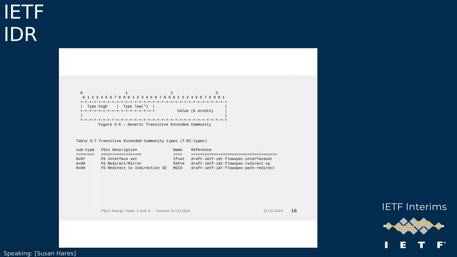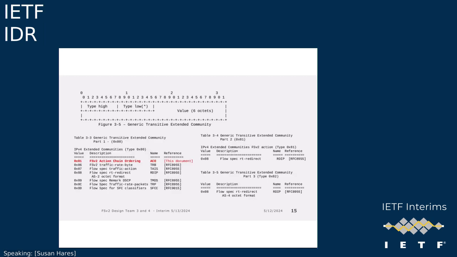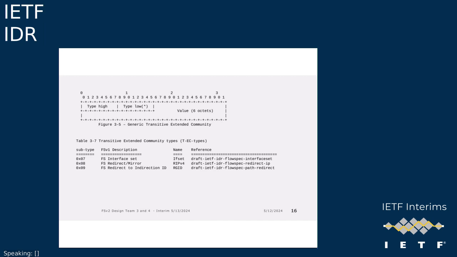Keep that in mind. By the way, this is the format of the generic transitive community: high byte, low byte, value of 6 bytes. And for the IPv6 transitive extended community, you'll have flow spec interface set, which decides, for a specific set of interfaces, to filter after you've detected the interface and the direction.